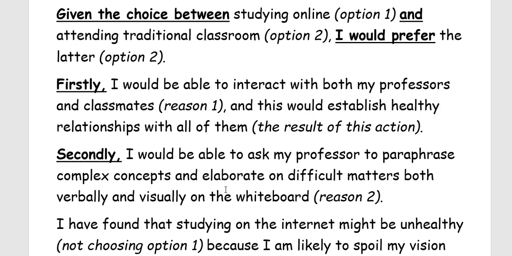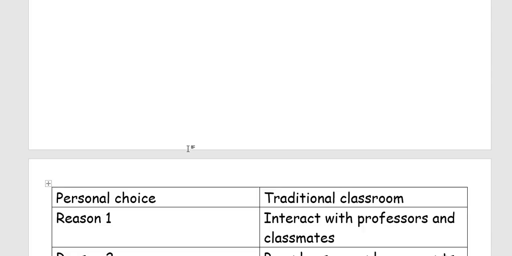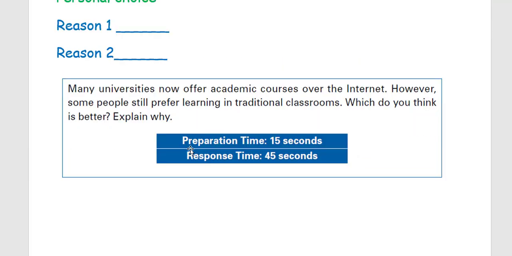All right. Okay, so now let's look at the structure of my response. If you look at this question, we have two possible options, right? So many universities now offer academic courses over the internet. This is the first option. And then, however, some people still prefer learning in traditional classrooms. This is the second option. And the question is, which do you think is better? Explain why. So the examiner wants us to choose only one option.